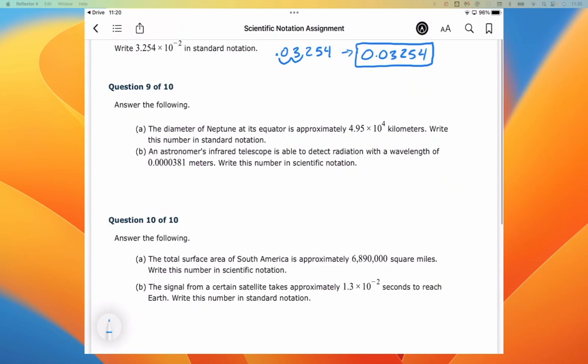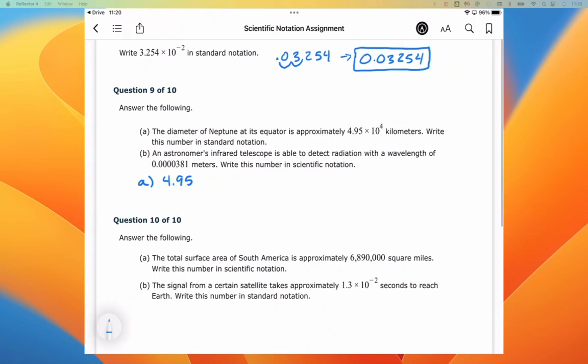Okay, and number 9 and 10, application problems in this case, but still just scientific notation. So the diameter of Neptune at its equator is approximately 4.95 times 10 to the 4th kilometers. Write this number in standard notation. So all we're doing is converting. We have 4.95 times 10 to the 4th. This number is larger than 1, so moving the decimal to the right. 1, 2, 3, 4 spots. We put zeros in the empty spots, and we end up with 49,500.